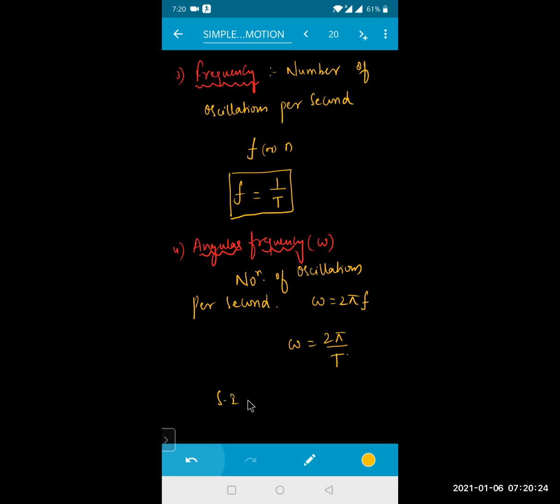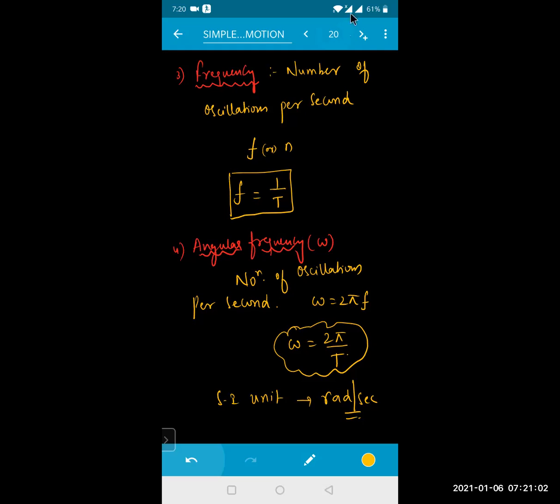The SI unit of angular frequency is radians per second. Is it clear? So omega is nothing but the number of oscillations per second, or else omega is equal to 2 pi by capital T, and the SI unit is radians per second. See, 2 pi is nothing but 360 degrees only. So this is the reason we measure that in terms of degrees or radians. I'm writing in terms of 2 pi, but it is radians per second. Clear for everyone? That was about the introduction.